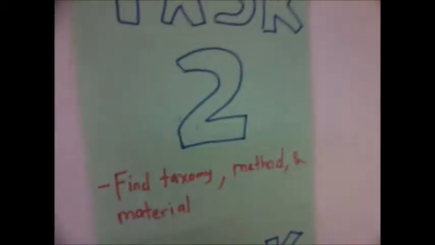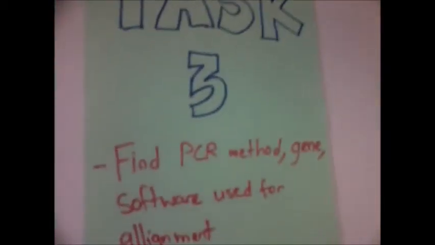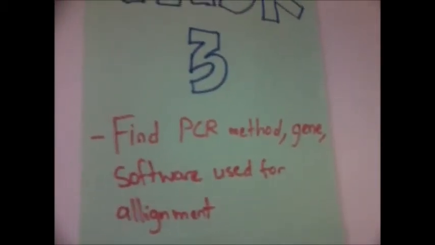Okay, so altogether we have a total of six tasks. There are actually eight tasks, but so far we have stated seven. The first task is to read a journal. Task two is to find the taxonomy method and materials from that journal, followed by task 3, where we have to define the PCR method, the gene, and the software used for alignment in the journal we are studying.